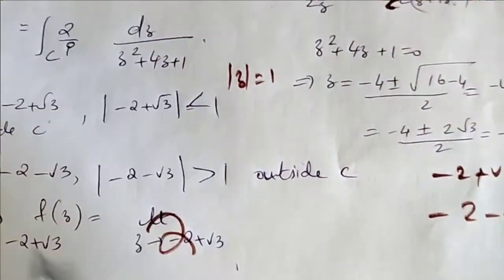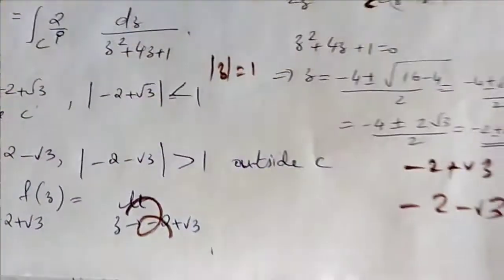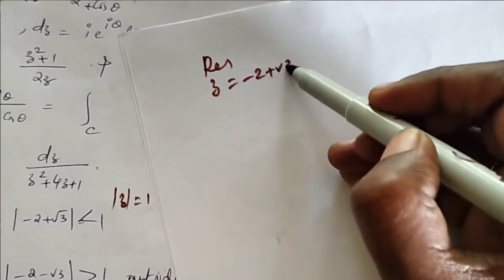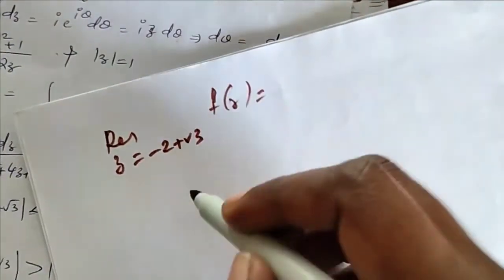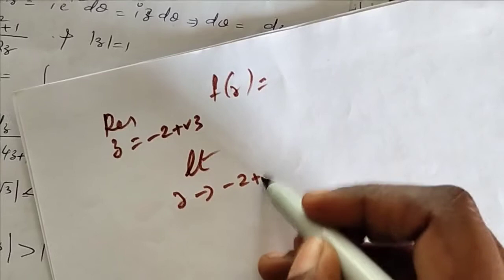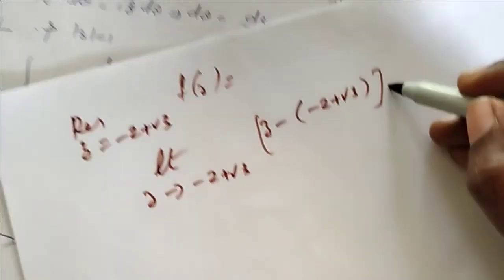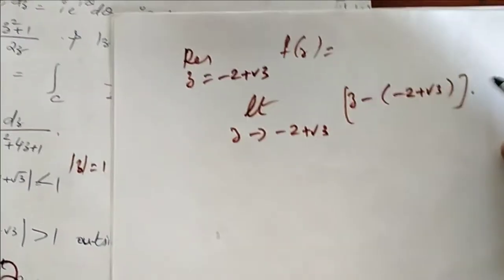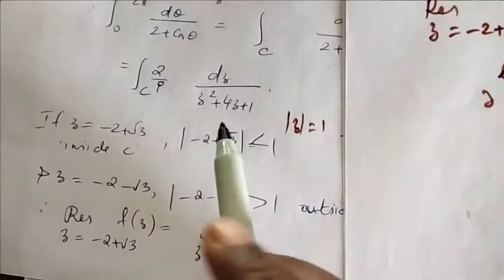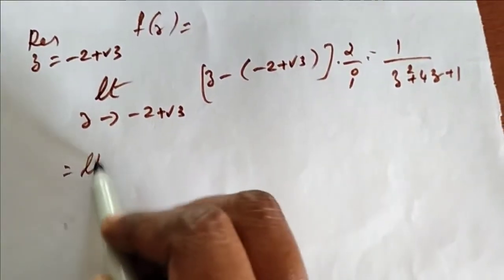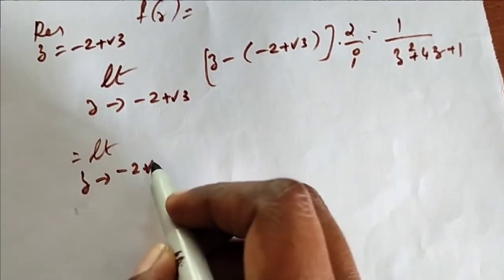So we need to find the residue at z is equal to minus 2 plus root 3. What is the residue? Residue at z is equal to minus 2 plus root 3 of f of z is limit z tends to minus 2 plus root 3 of z minus z naught into the function. The function is 2 by i, 1 by z square plus 4z plus 1.